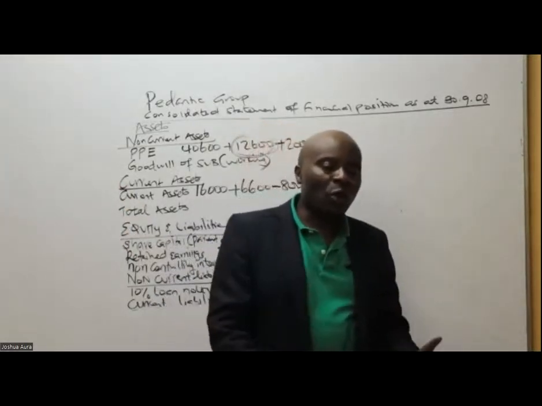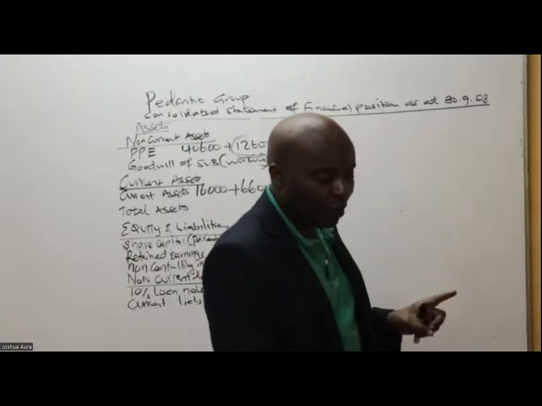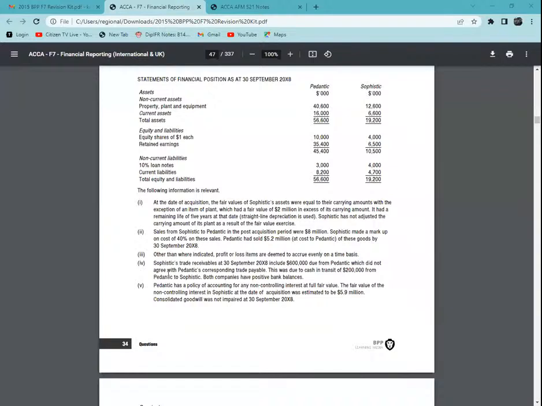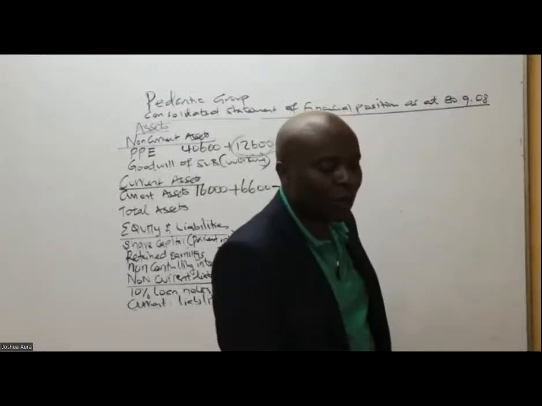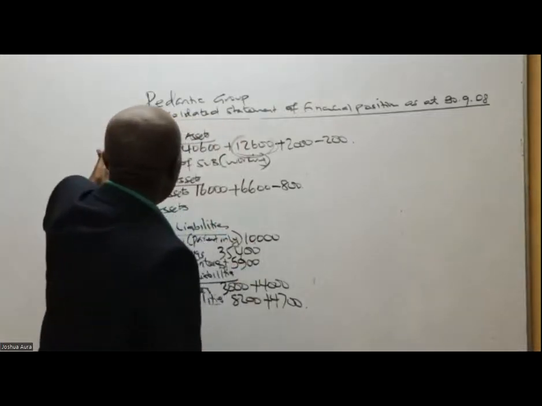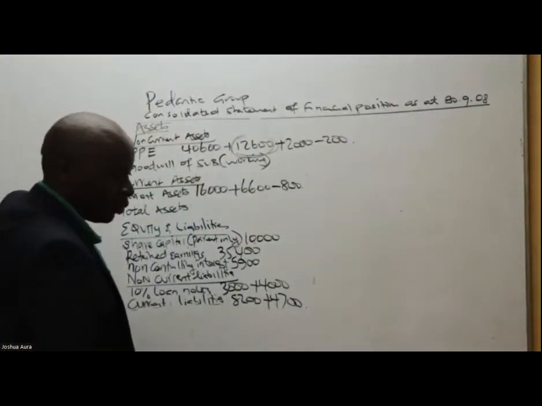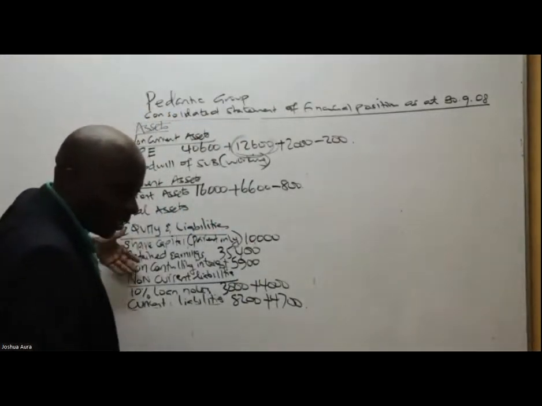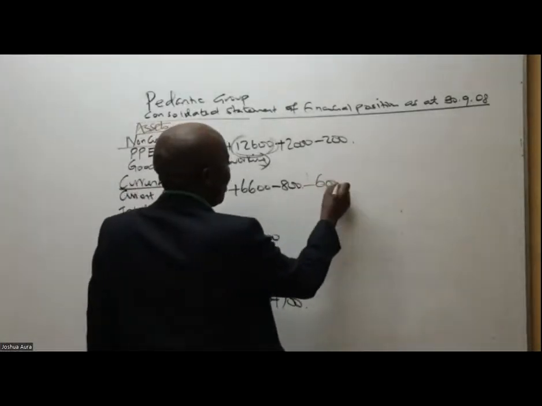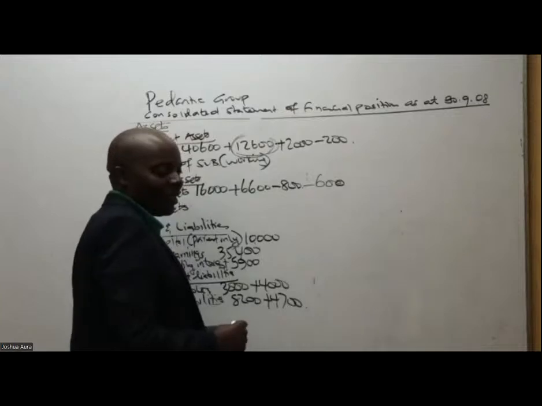So I need to go, ladies and gentlemen, to the receivables. Sophistic trade receivables include 600,000 from the father. So please go to the receivables and strike off that 600. Where do I find receivables here? Current assets. So in current assets, say minus 600. We are going very well. Say minus 600 there.